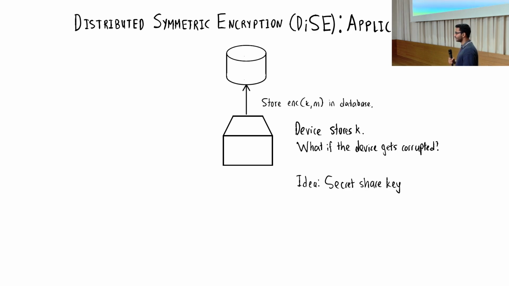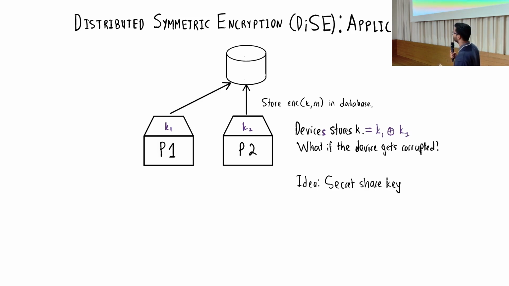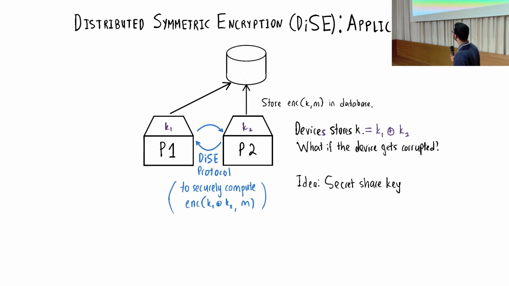Suppose that you'd like to encrypt some data on a database, and you store the key you used to do the encryption on some device. What if the device gets corrupted? Okay, so the solution is to secret share the key, store the shares on 2 devices, and then do a so-called DiSE protocol to compute via MPC the ciphertext.